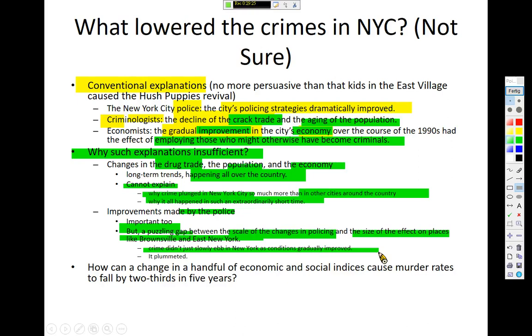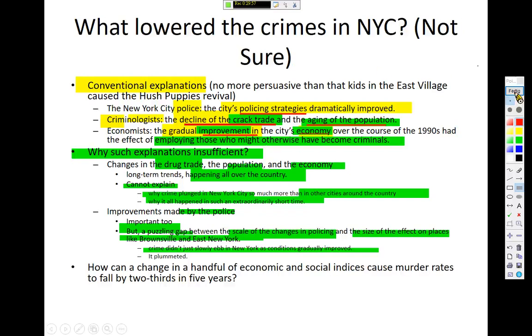Okay, so let's see this one. Now we have three conventional explanations, right? Policing strategy, the declining of the crack trade and aging population, and also the economy improvement. They are important, but they are not sufficient to provide a full explanation for the sharp decline of the crime rate in New York.